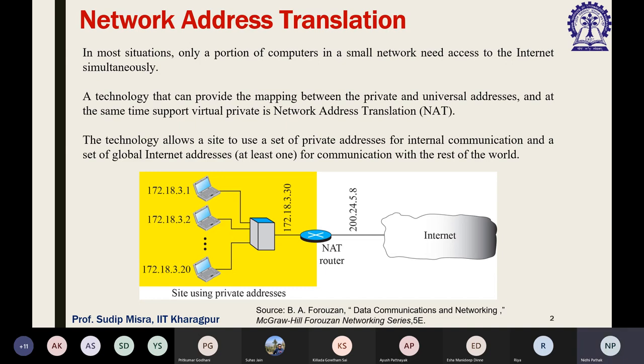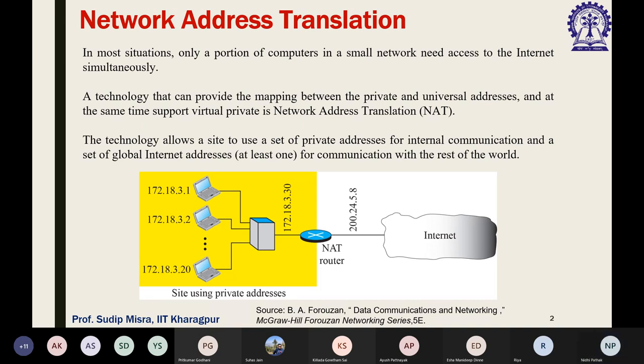One block is 10.0.0.0 to 10.255.255.255. This is one block of private addresses that organizations use. Some organizations use another block of private IP addresses, 172.16.0.0 to 172.31.255.255. And the third block of private IP addresses is 192.168.0.0 to 192.168.255.255.